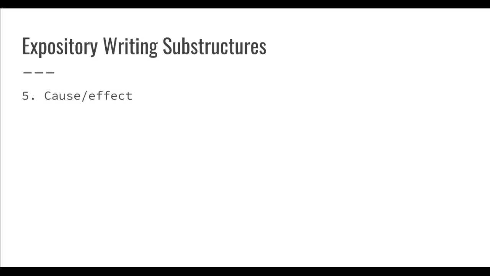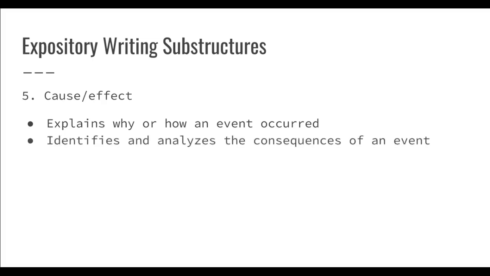Next one, cause and effect. We explain why or how an event occurred. Your history classes, sociology, it's very common for cause and effect. We identify and analyze the consequences of an event. What were the effects of World War I, for example?